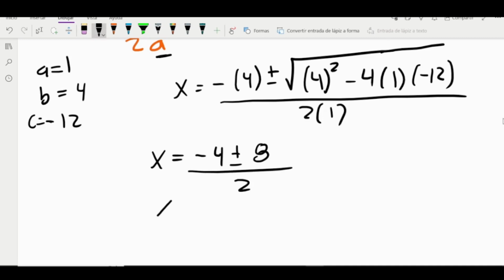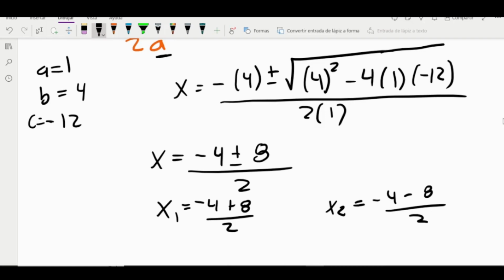Here we can have two expressions, x1 and x2. For x1, let's take the positive value, so it's minus 4 plus 8, divided by 2. And for x2 it's minus 4 minus 8, divided by 2. For x1, minus 4 plus 8 is 4, and 4 divided by 2 is 2. So the first solution is x equals 2.